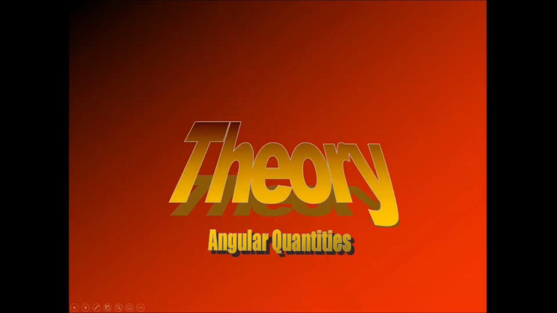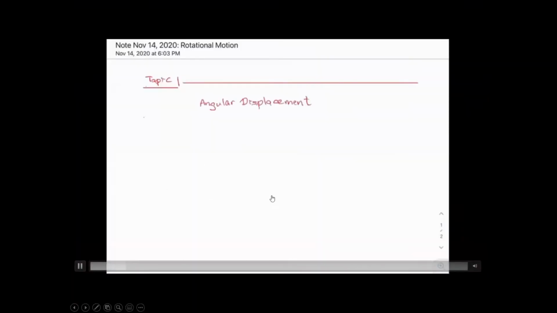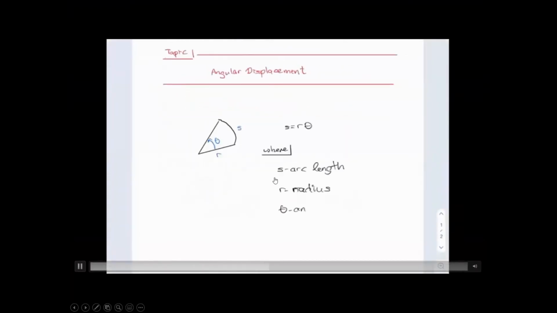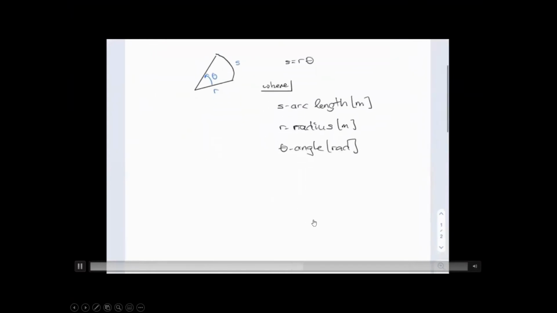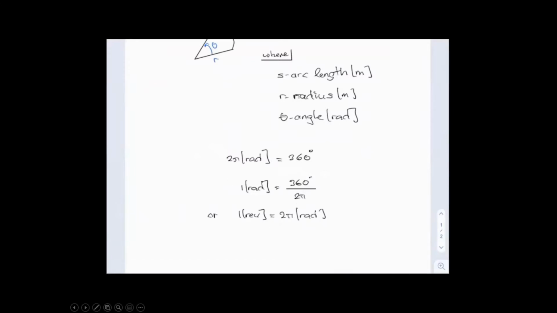So those are the typical test questions that I would have for the conceptual portion of the test. Basic terminology. This is for the multiple choice section of the test. Angular displacement is the angle. It's going to be expressed in terms of radians. 1 revolution or rotation is going to be 2 pi radians. It's going to be 360 degrees.